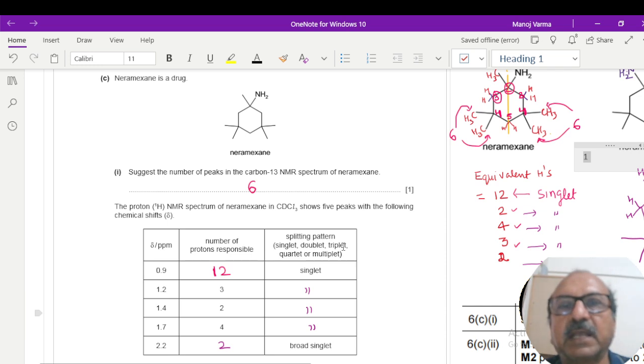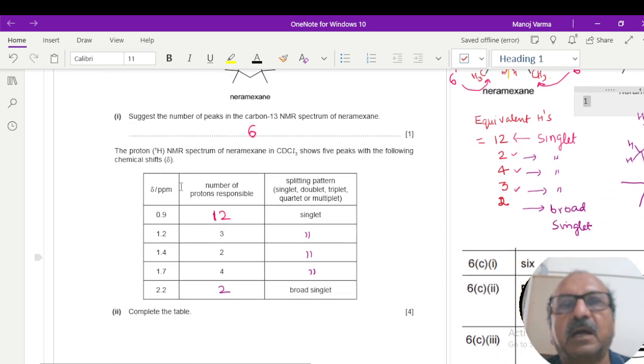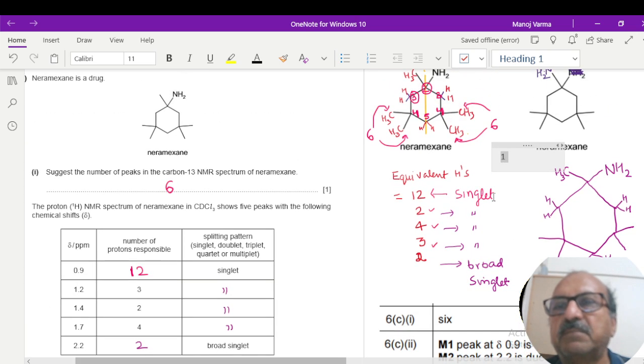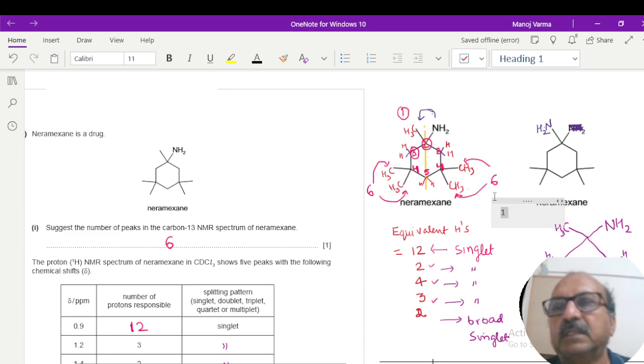Now let's go to the second part of the question. Given the table, the chemical shifts, this is regarding the proton NMR in CDCl3, that's the solvent, and it shows 5 peaks with these chemical shifts, and you have to fill up this table. Here they are asking for the number of protons responsible for each peak. To solve this question, I tried to figure out the number of equivalent protons in the structure of Naramaxane.